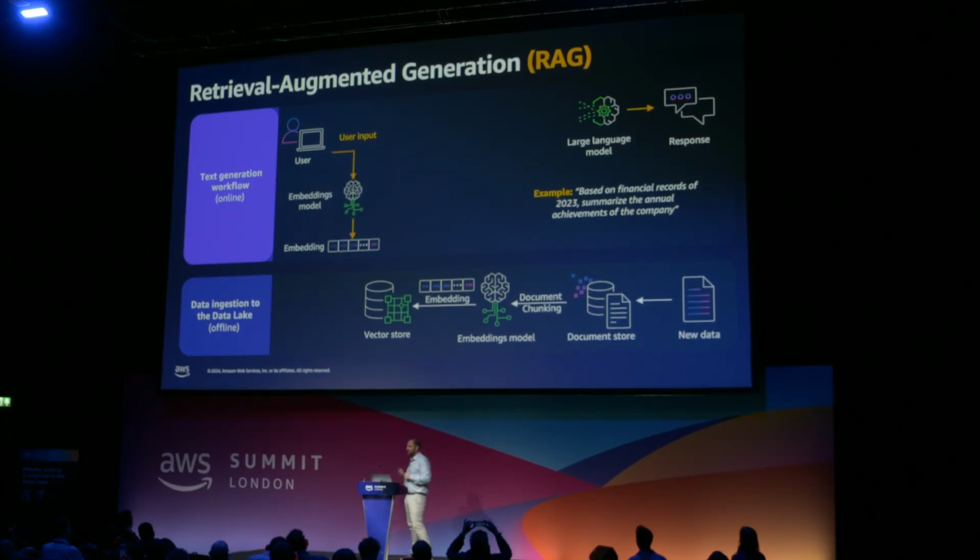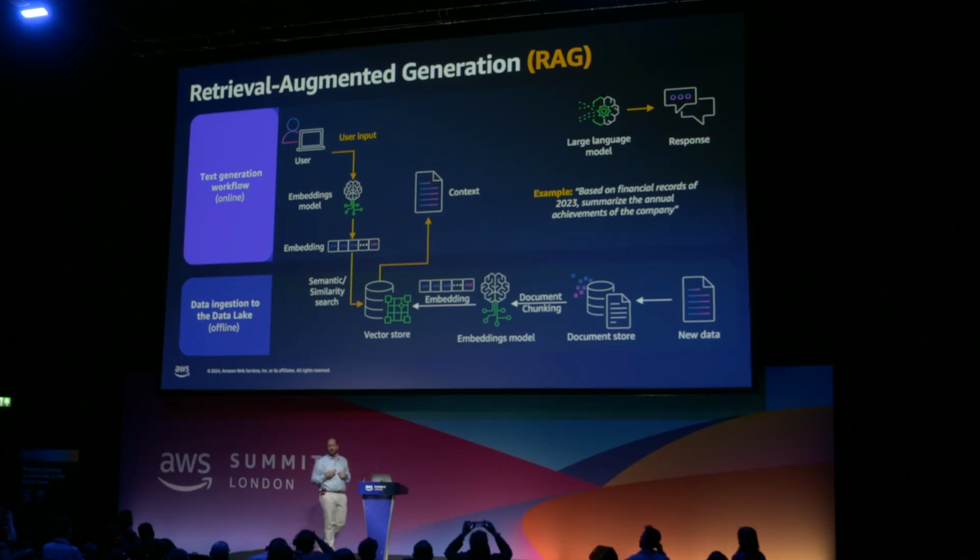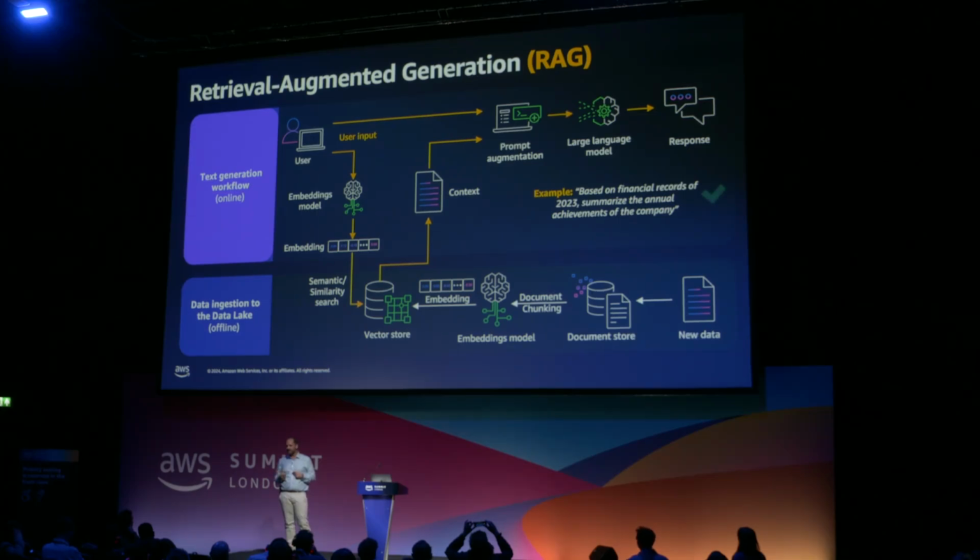And then what we do is, with the input of the user, we translate this input to another vector based on the same embedding model, and we do a semantic or similarity search to get the context. And then we pass the context together with the input to the LLM, and we are able to get the output.